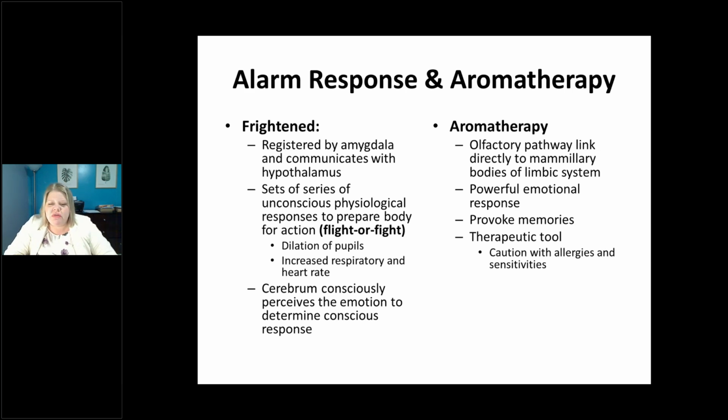Like I mentioned with aromatherapy, the olfactory pathways are linked directly to the mammillary bodies in the limbic system, which can elicit a powerful emotional response, provoke memories, and can be a therapeutic tool in the treatment room. Of course, you want to use this with caution, as those with allergies or sensitivities will not appreciate the aromatherapy the way you think they will. So always get consent and do a good intake to know if that's going to be triggering something for that client.